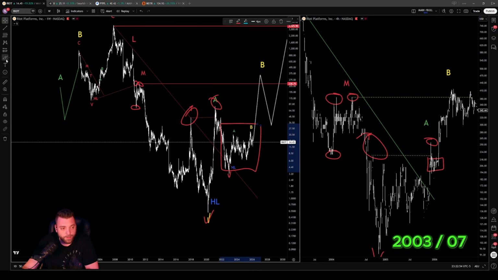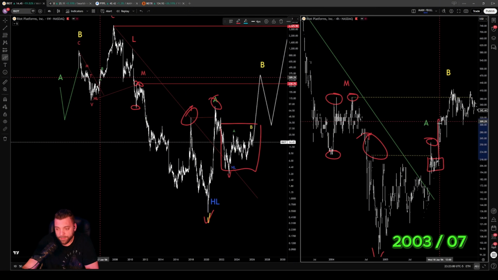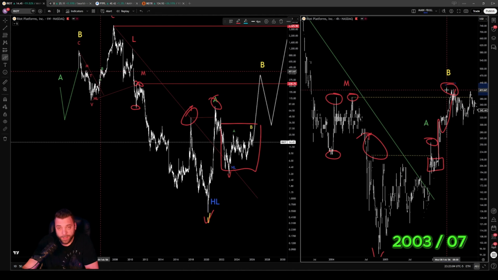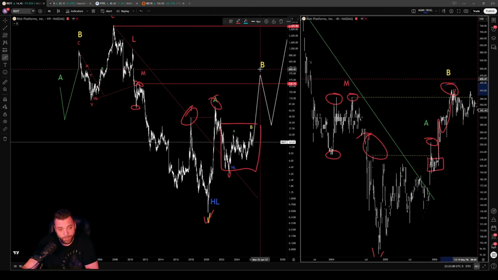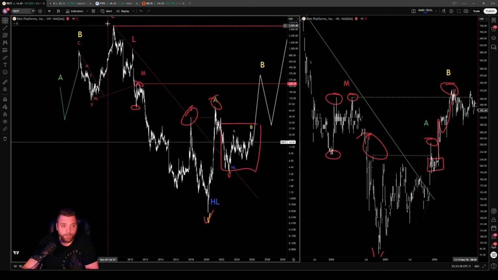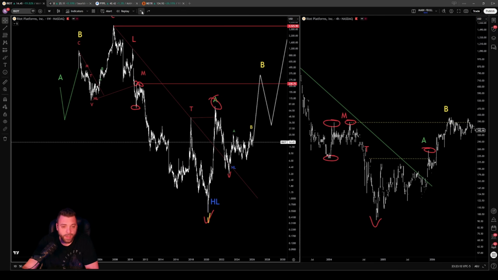When this pullback is finished, which it seemed to be right now, and the sideways stuff, you get a massive jump up to your B. And your B peak is over the M line. So, massive jump up over M. That's why I'm showing that.